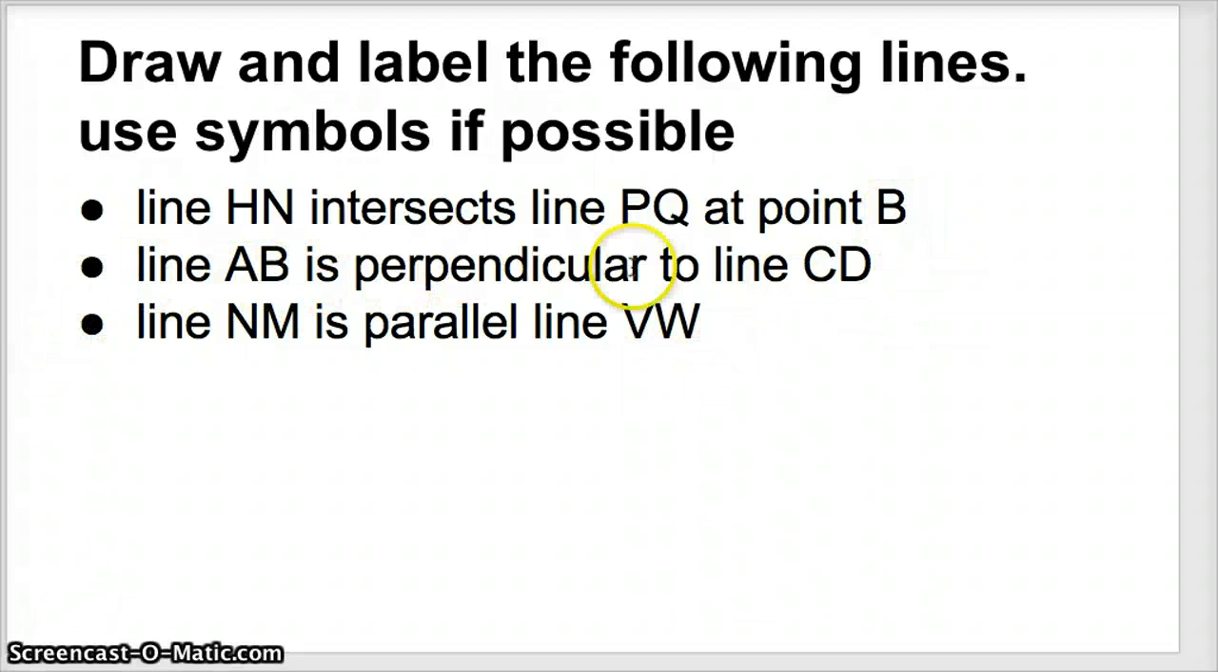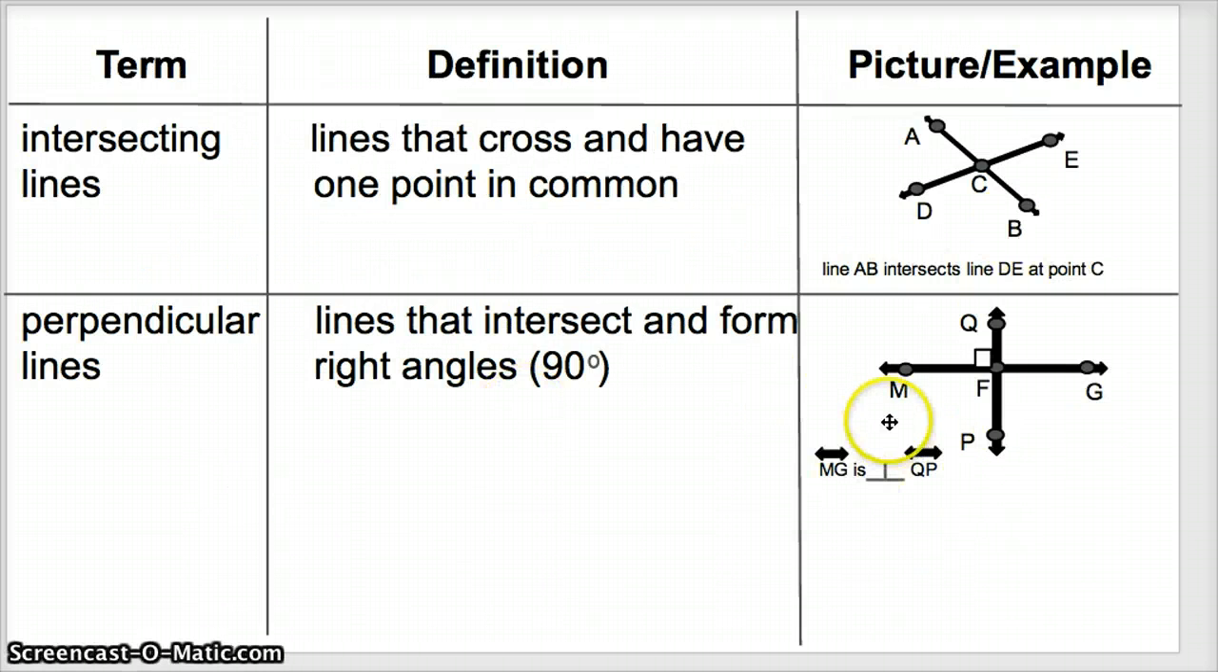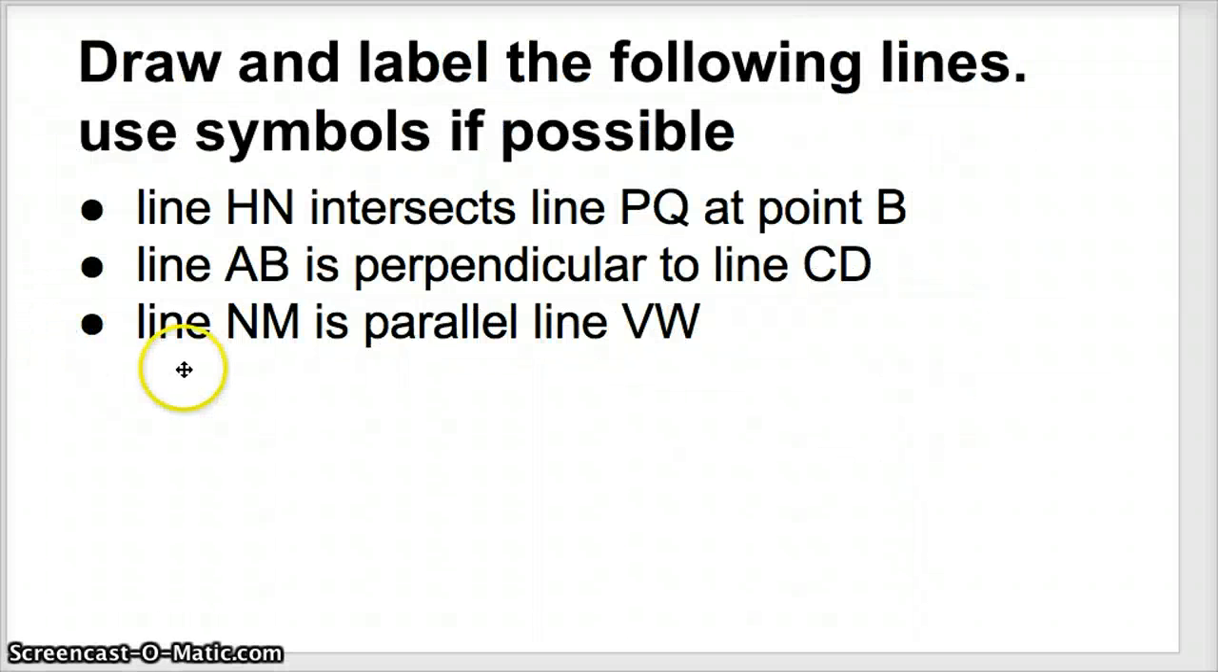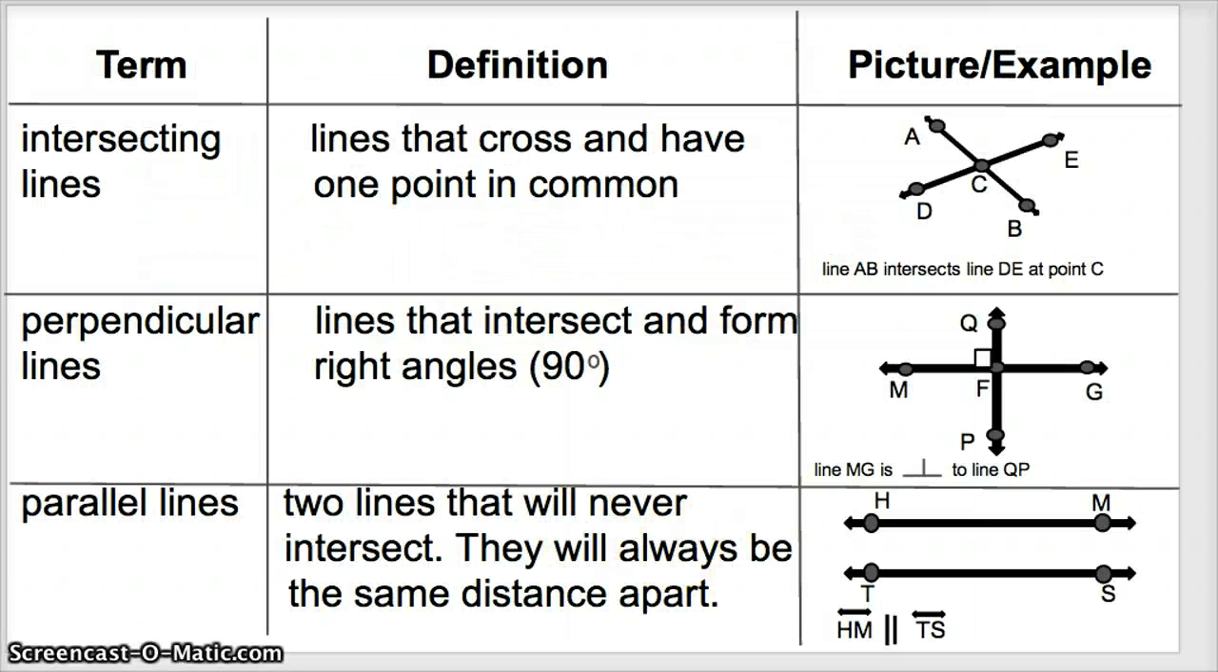Line AB is perpendicular to line CD. Again, use a ruler to do this on a piece of paper. Perpendicular right here: MG is perpendicular to QP. Here's the perpendicular sign. Line NM is parallel to line VW. Refer to this for parallel lines. Just make sure you write it with the right letters.